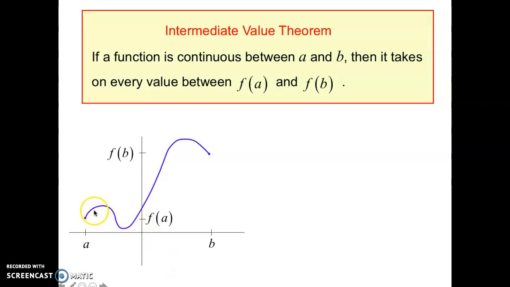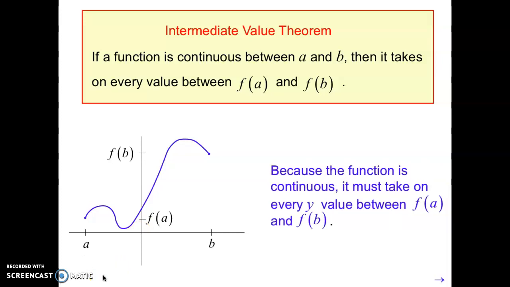Now, notice it may hit that y value more than once. For instance, if I look at f at A, it actually hits it, looks like 3 times, here and here and here. It looks like it hits that y value 3 times. But all this is saying with the intermediate value theorem is that if I have a y value at this endpoint, and I have a y value at this endpoint B, then if I have a continuous function, all of these y values between f at A and f at B have to be hit at least once.